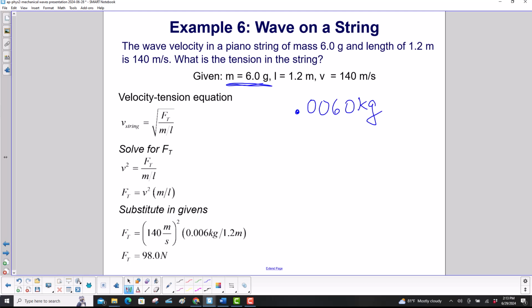Need to do a little more algebra on this one. We have the velocity is the square root of tension over mass per length. We have to get rid of that square root, right? Because we're trying to solve for tension. So you square both sides. So you get v squared is equal to tension over mass per length. Multiply both sides by mass per length. And that's what we have here. Substitute in your givens. So here's your velocity. Here's your mass, again, in kilograms, divided by length. And you get a tension force of 98 newtons.